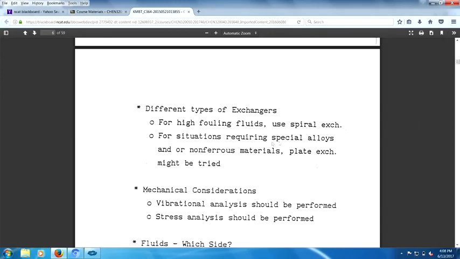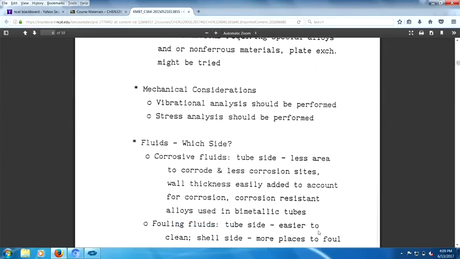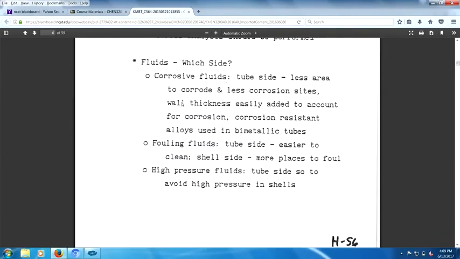You might run into situations requiring special alloys or non-ferrous materials. You might try a plate heat exchanger. However, I wouldn't use a plate heat exchanger, and I'll tell you why later. Vibration analysis should be performed, stress analysis as well. Now, this is a really sexy question. Which fluids, which side, right? If I have corrosive fluids, tube side. Fouling fluids, tube side. High pressure, tube side, right? Bam, bam, bam, bam.